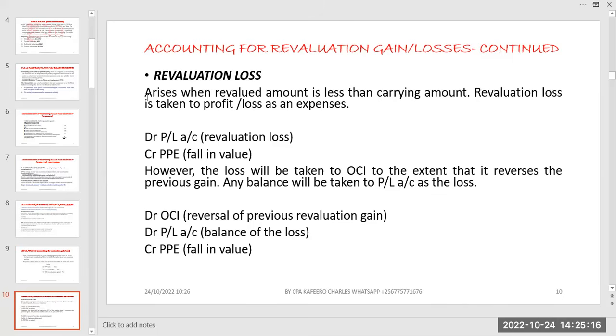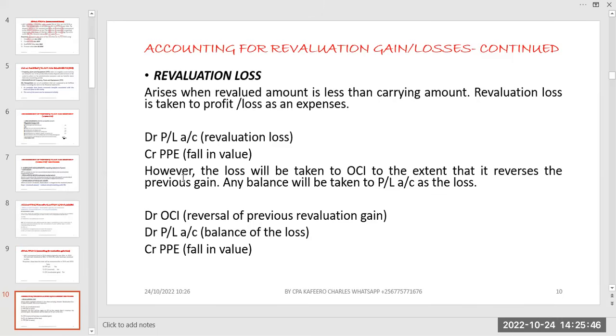So the reverse is also true. If in the first year you had got a gain, but in the preceding revaluation you are getting a loss, that loss first is supposed to reduce the gain we got previously, and the balance is what we shall take to the profit and loss. Hope you can be able to get that. That's what this NB was all about.